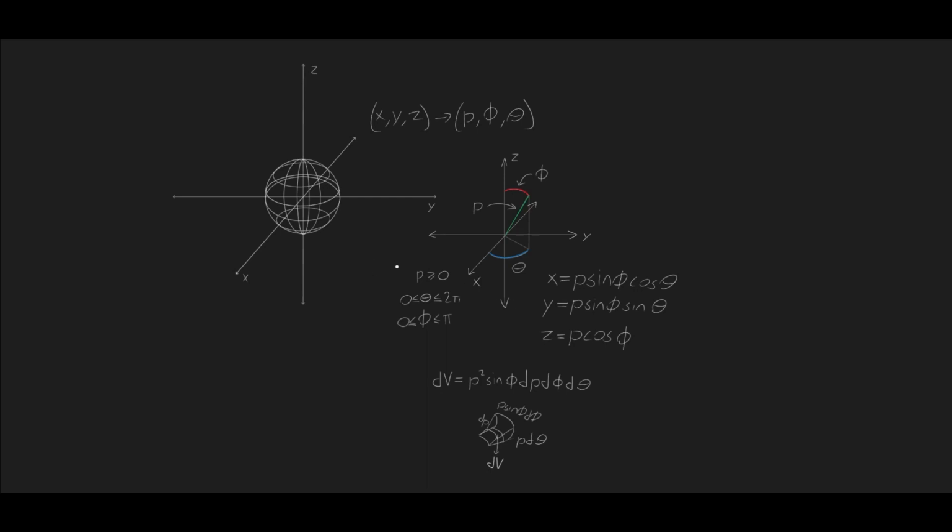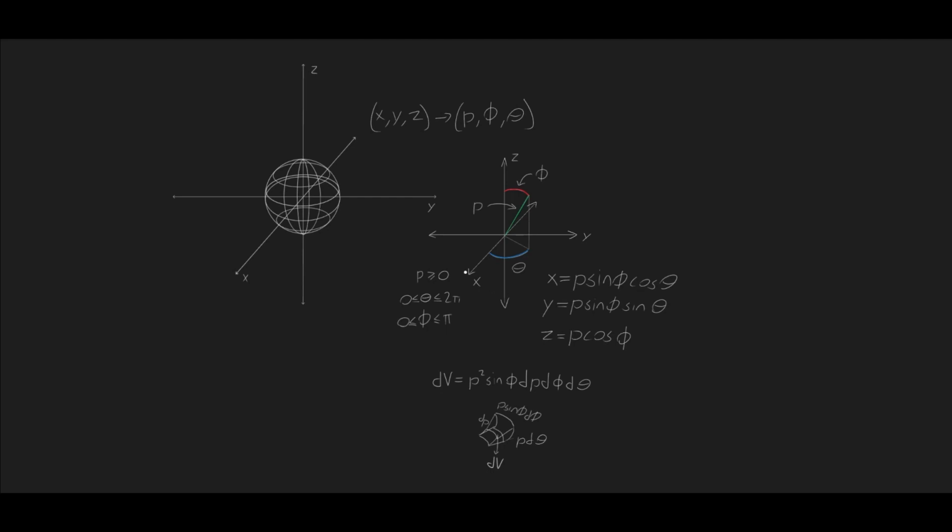But we also have to limit them so that rho has to be greater than or equal to 0. Theta has to be between 0 and 2 pi, so this means that the maximum is 1 revolution. And phi has to be between 0 and pi, so phi can go from the positive z-axis all the way to the negative z-axis.